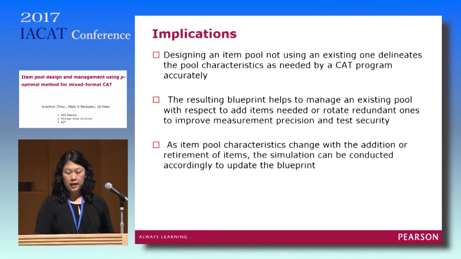And then designing an item pool, not using an existing one, delineates the pool characteristics as needed by a CAT program accurately. The resulting blueprint helps to manage an existing pool with respect to adding items needed, or redundant ones, to improve measurement precision and test security. I think this is similar to what Wei says about doing pool diagnostic and gap analysis, etc.